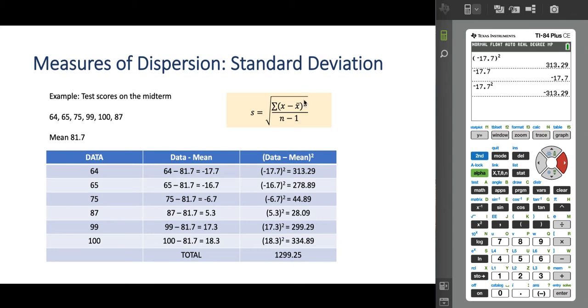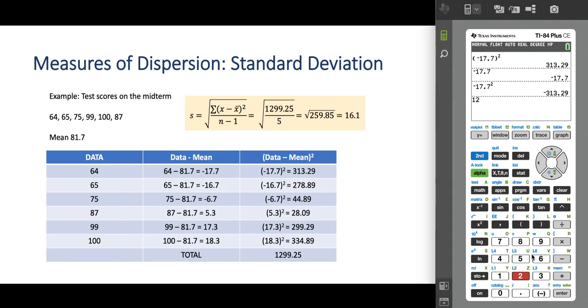1299.25. Now I'm going to put that information in this formula. So 1299.25, the sum of these values, divided by 5. Now why divided by 5? Well, there are 6 values here. So 6 minus 1 is 5. First, I'm going to divide those.